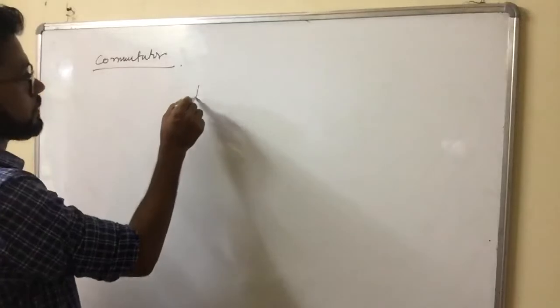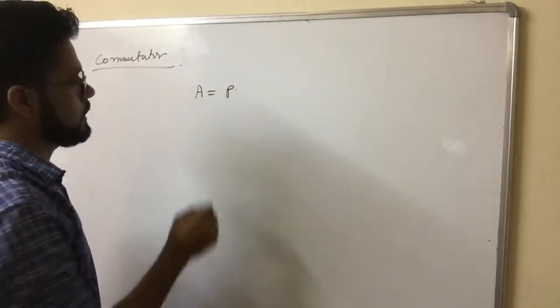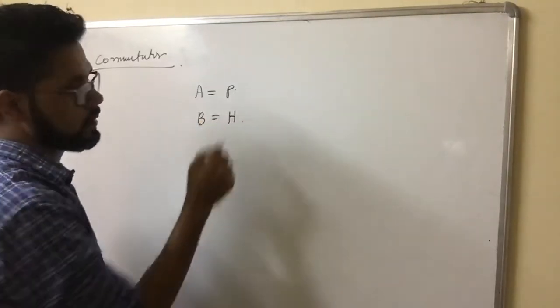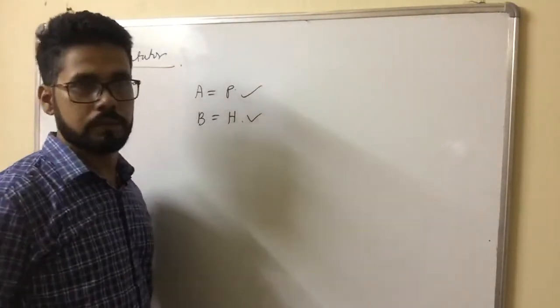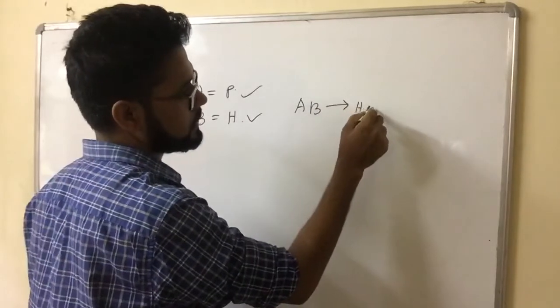And another example, suppose A is the momentum operator, and suppose B is equal to the Hamiltonian, the total energy. This is also a Hermitian operator. Then the product is also a Hermitian operator. Remember, this is the condition.